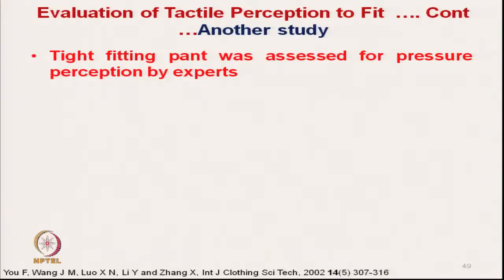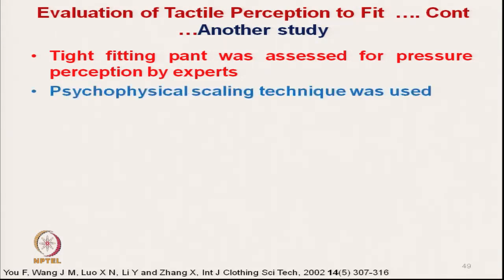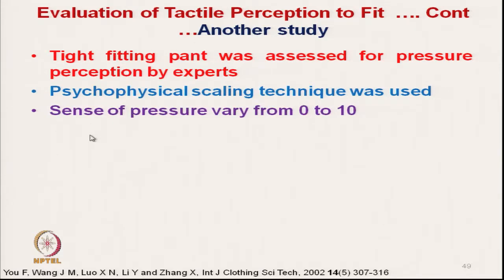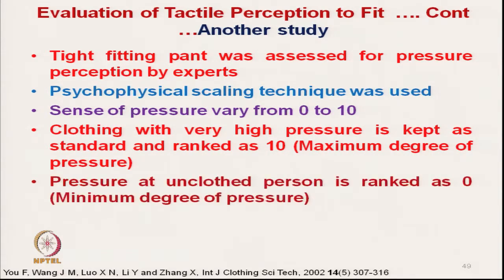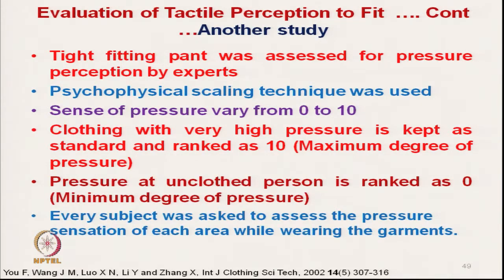So, in another study, the tight fitting pants were assessed for pressure perceptions by experts. Here psychophysical scaling techniques were used, and different sensations were used, the pressure sensation from 0 to 10. 10 means maximum high pressure, which is very high discomfort, and 0 sensation means naked, there is no cloth pressure. Every subject was asked to assess the pressure sensation of each area while wearing the garment, and then they rated.